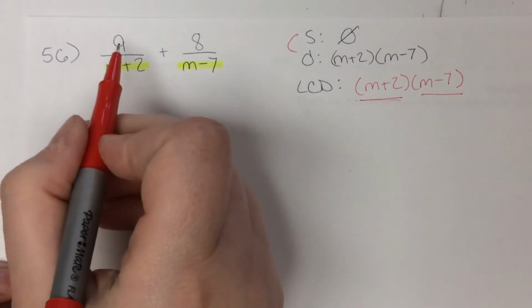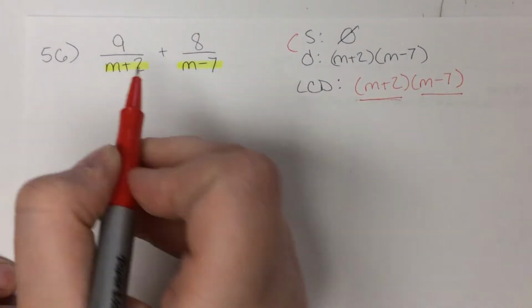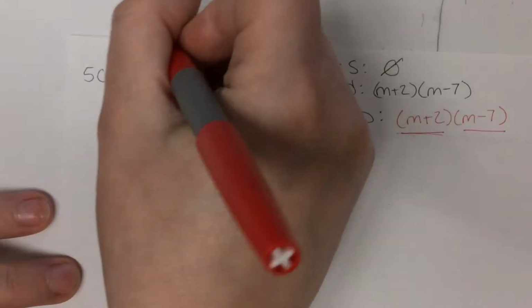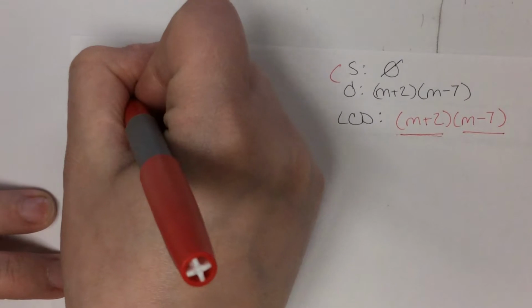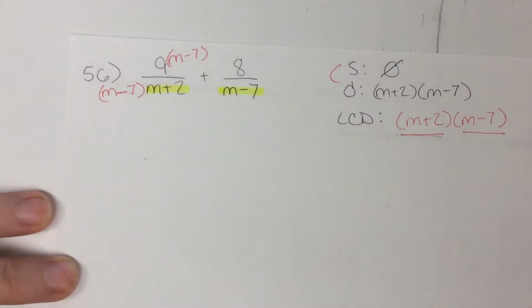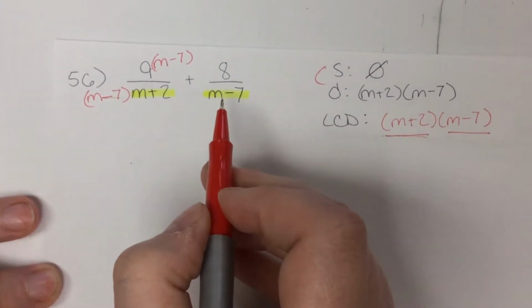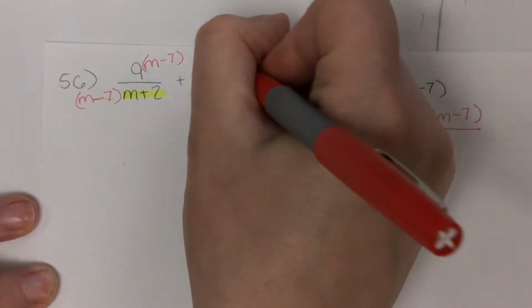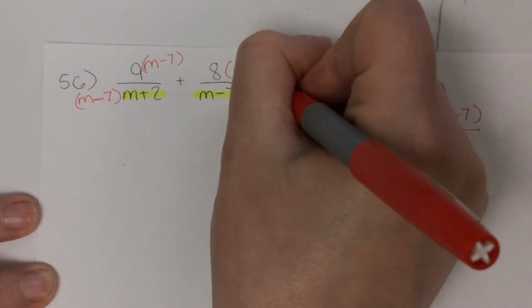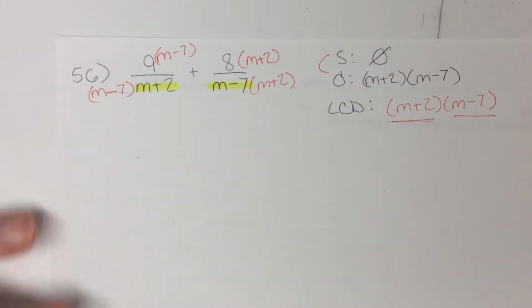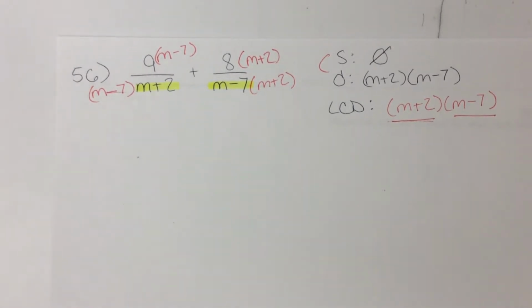All right, so this first fraction, the denominator is m plus 2. It is missing the m minus 7, so we need to multiply that into the top and to the bottom. Okay. Second fraction has the m minus 7. It is missing m plus 2, so multiply it into the top and to the bottom. Okay, so now you are going to distribute in the numerator. The denominator, leave it factored, because the whole goal of this is to see if something would possibly cancel. That's how you simplify a rational.